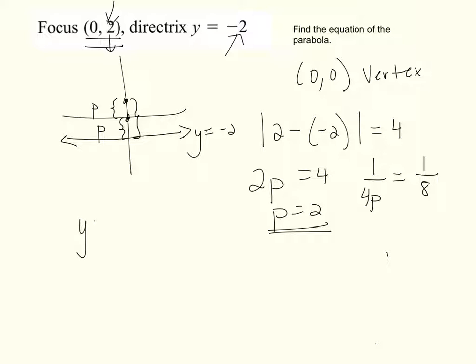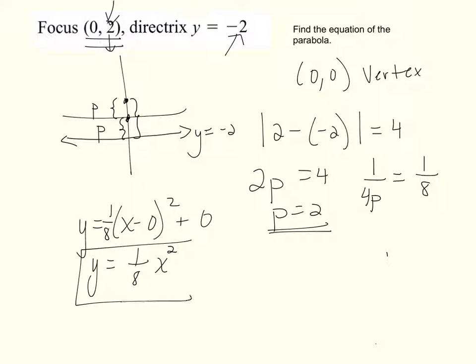So you have y equals x minus 0 squared, well, 1/8. I forgot about that. Plus 0. And then you have to simplify. You can't just leave all those zeros there. So you have y equals 1/8 times x squared. And that's it. You're done. This is the equation of that parabola.